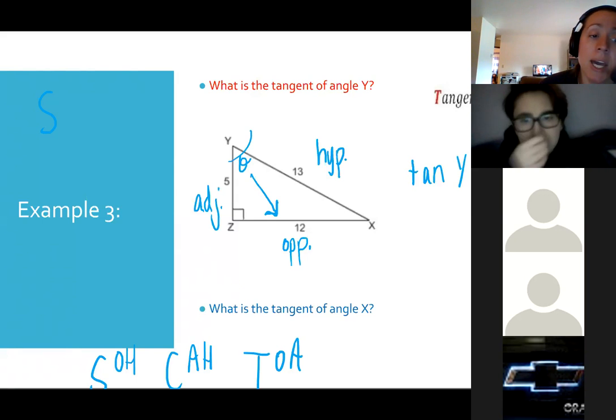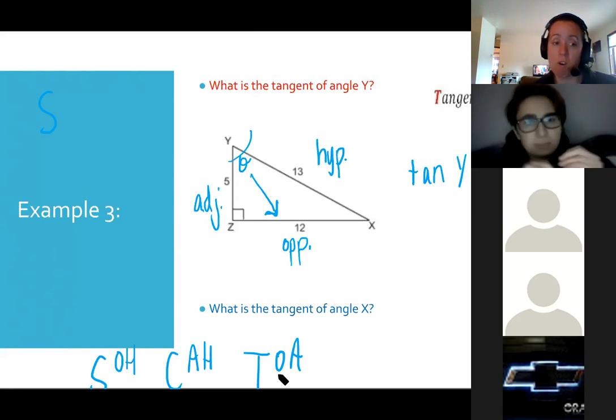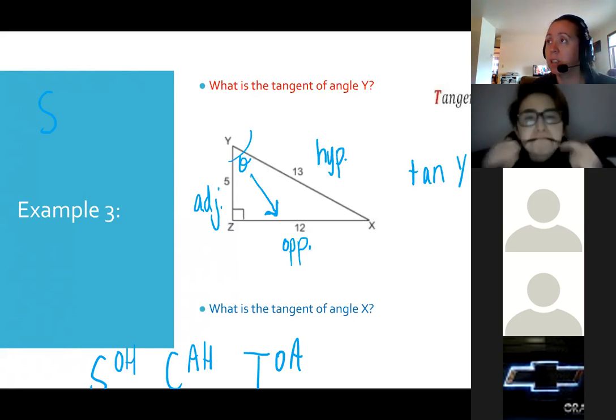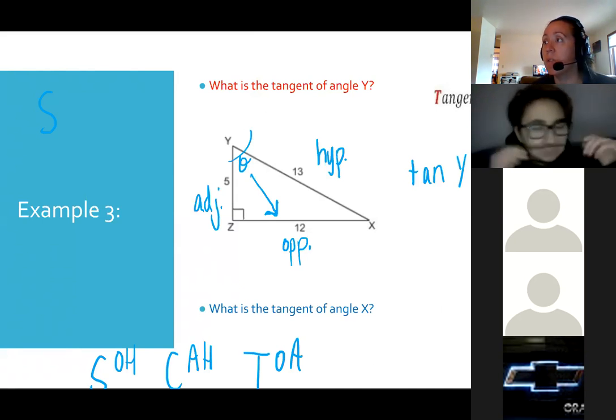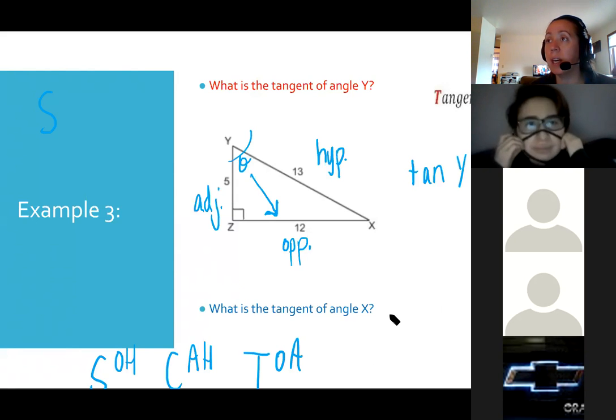The opposite side over the adjacent, 12 over 5. Very good. That's the tangent of y. Now we're going to switch gears to angle x. This is now my theta.